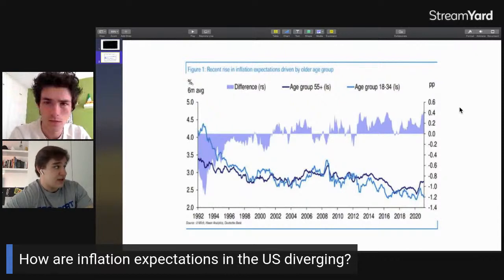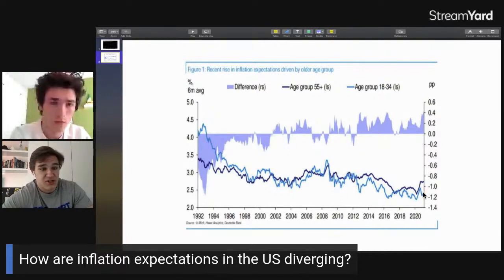So what we see now is that the recent rise in inflation expectations, so that is more to the right-hand side, is actually driven by the older age group. The 55 and above age group is expecting around 2.7% inflation, whereas the younger age group, 18 to 34, expect around 2.3% inflation. And I think this is just interesting to point out.